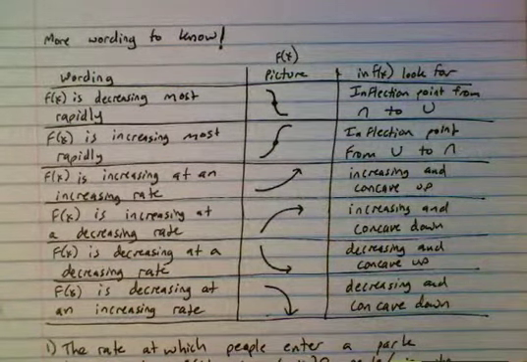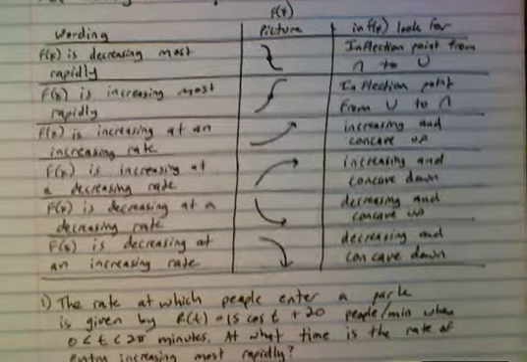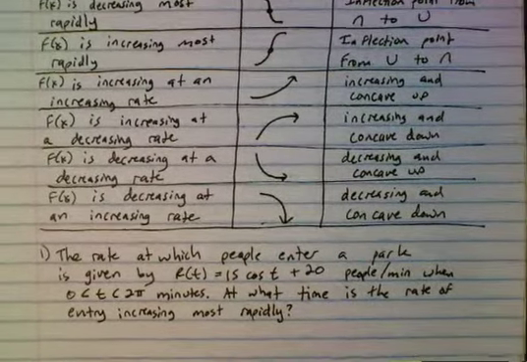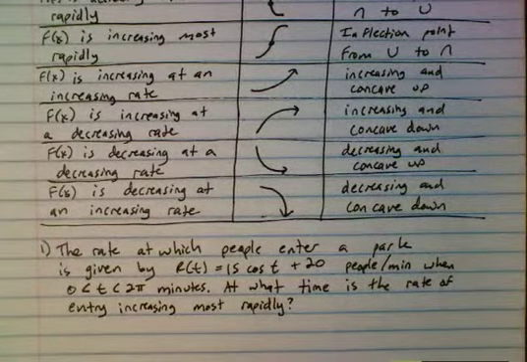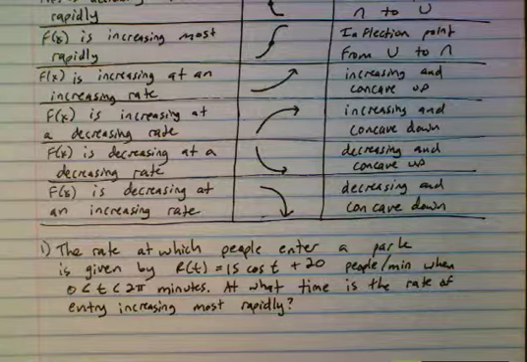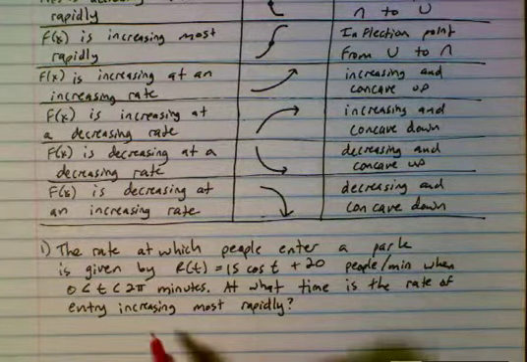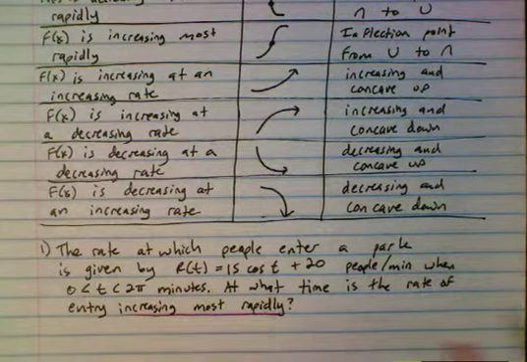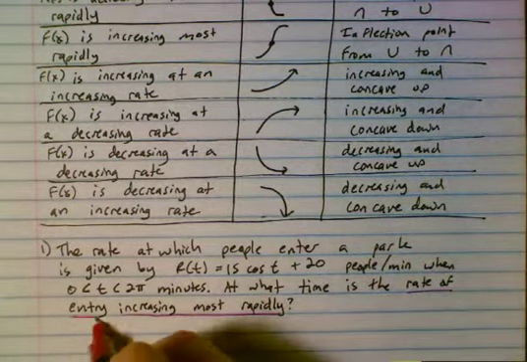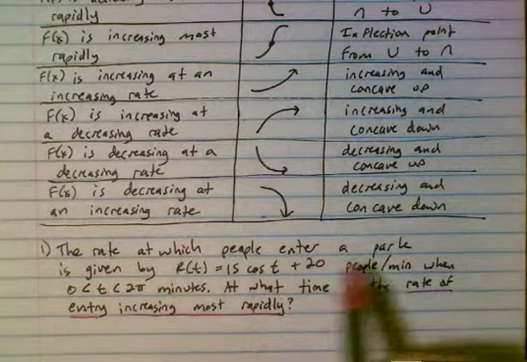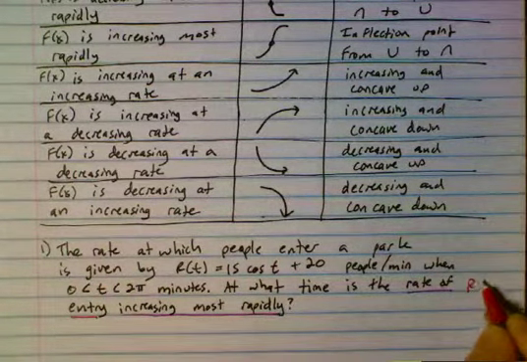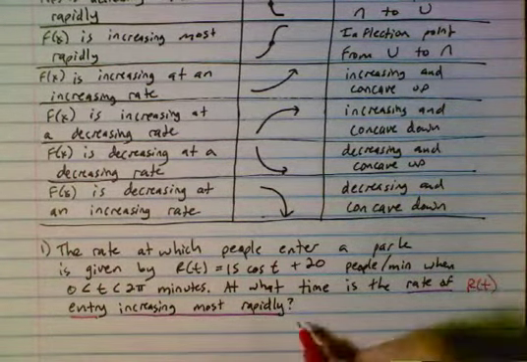So let's look at some problems and see where those words come into play. For this first one, the rate at which people enter a park is given by r of t equals 15 cosine t plus 20 people per minute when t is between 0 and 2 pi minutes. At what time is the rate of entry increasing most rapidly? So as soon as I see this, this is the rate of entry, so the rate at which people enter the park is r of t, so it's just what we're given.